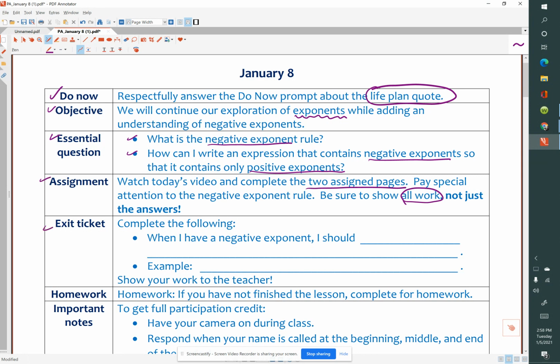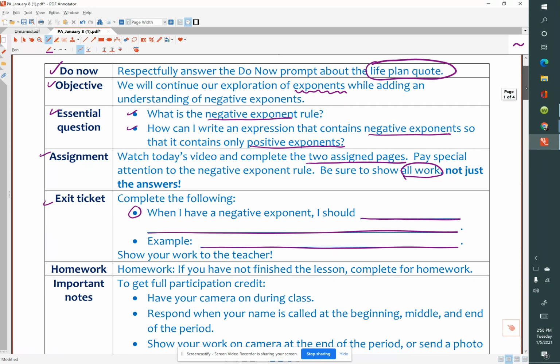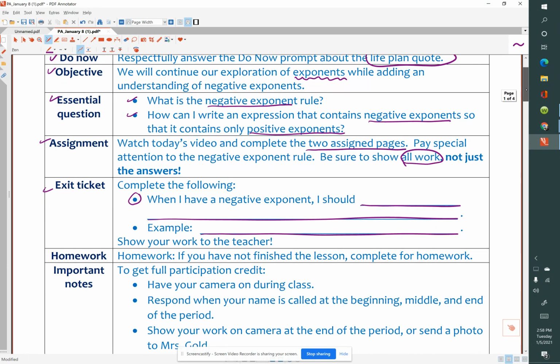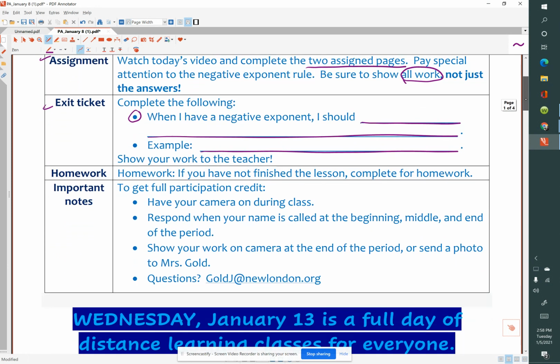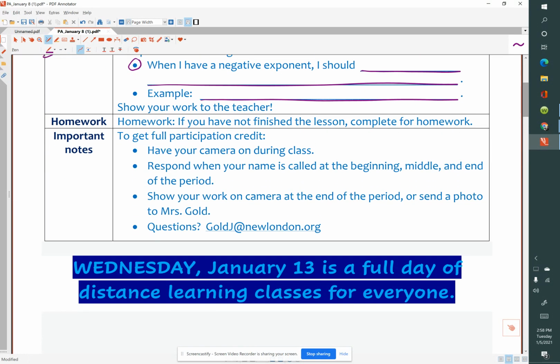Our exit ticket today asks, when I have a negative exponent, I should, and we're asked to fill in the blank. And we're also going to give an example of that. And make sure you show your work to me either on the video or during class on the meeting, or you can send a photo of your work to my email address, which is right here. And we don't have homework unless we haven't finished the lesson. And I think you'll finish today's lesson. It is a little longer than some of them, but I think you'll get done.